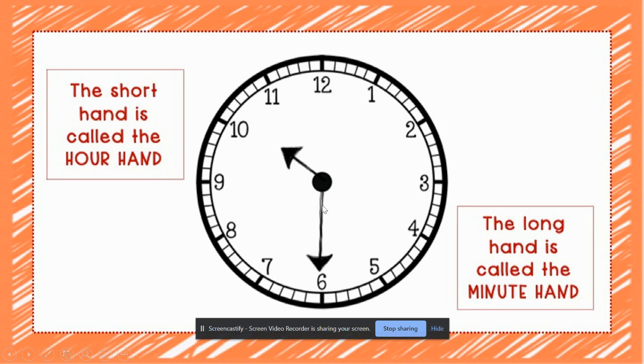So if we had to tell the time on this clock, we would first count by 5s until we got to where the minute hand is sitting. So we start at 5, 10, 15, 20, 25, 30. So the minute hand is pointing to the 6, but that's actually the 30th minute. So this clock tells us it is 10:30.